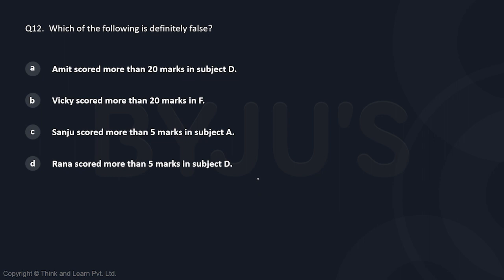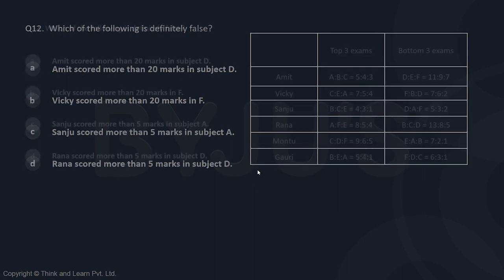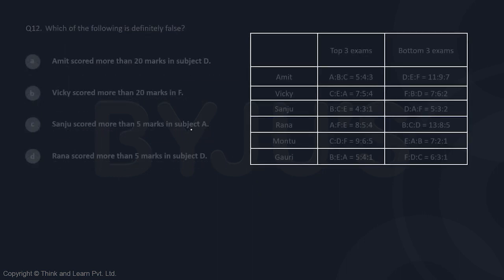Which of the following is definitely false? Let's check them one by one. Which of the following is definitely false? Must be false: Amit scored more than 20 marks in subject D. Is it definitely false? Can't he score more than 20?